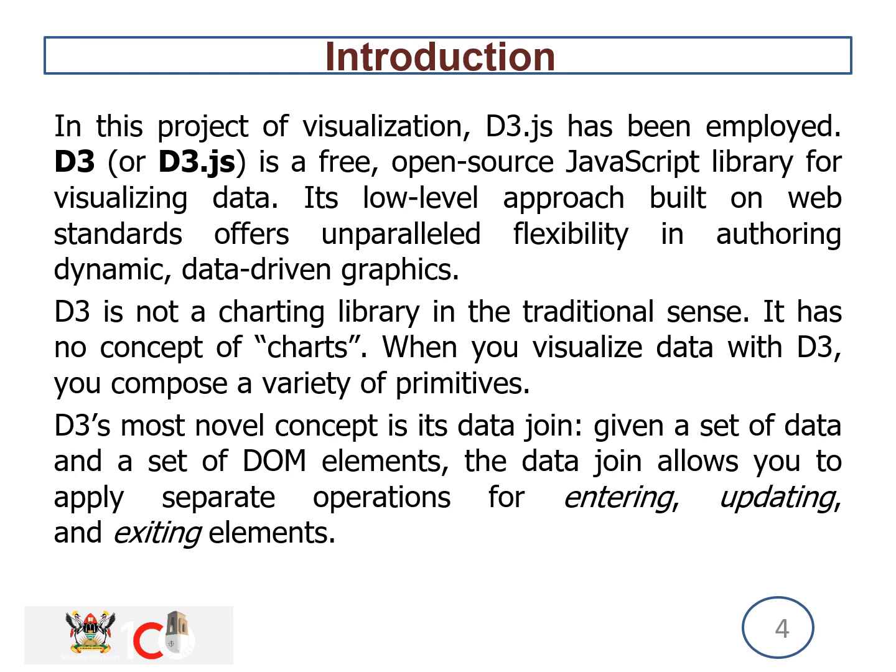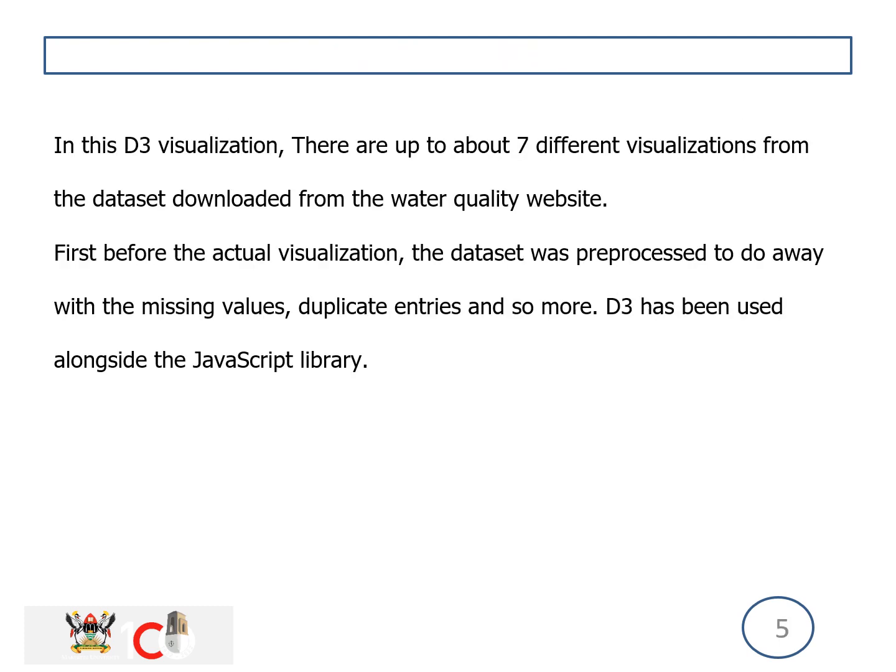D3's most novel concept is the data join, which means that it is given a set of data and a set of DOM elements. This data join allows you to apply separate operations for entering, updating, and maybe exiting the elements.